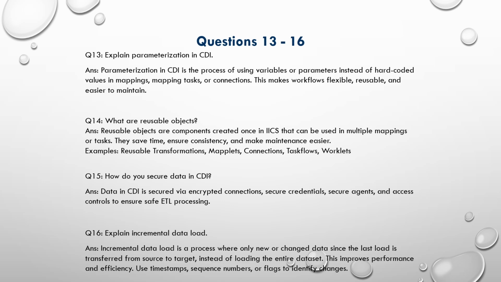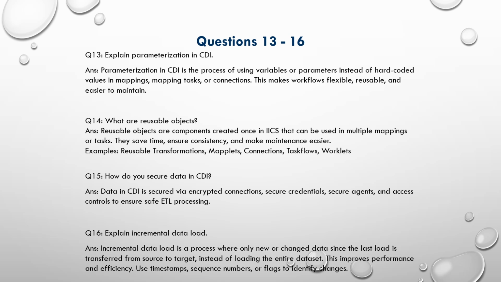Questions 13 to 16. Explain parameterization in CDI. Parameterization in CDI is the process of using variables or parameters instead of hard-coded values in mappings, mapping tasks, or connections. This makes workflows flexible, reusable, and easier to maintain. What are reusable objects? Reusable objects are components created once in IICS that can be used in multiple mappings or tasks. They save time, ensure consistency, and make maintenance easier. Examples: reusable transformations, maplets, connections, task flows, worklets.